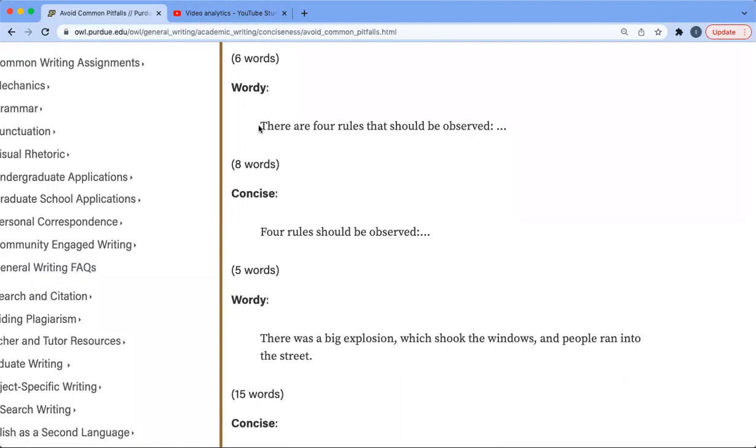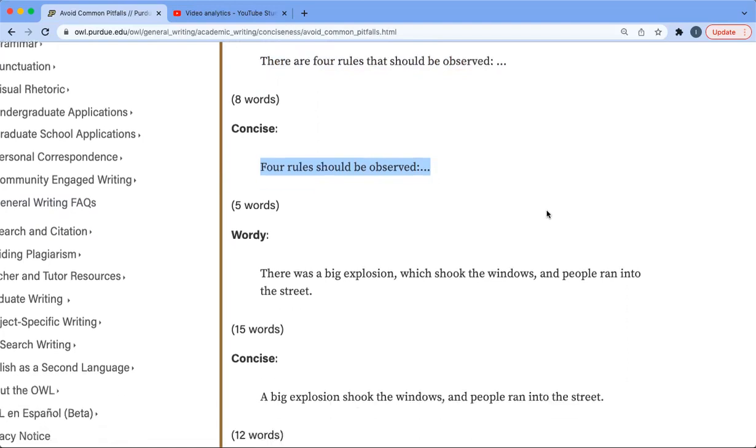You can try this one in the comment box below to practice. There are 8 words. If you want to write it down, see how close it is to the sample answer in here. There are 4 rules that should be observed, change into 4 rules should be observed. So you can eliminate expletives such as it is, or it plus verb be, or there plus verb be.